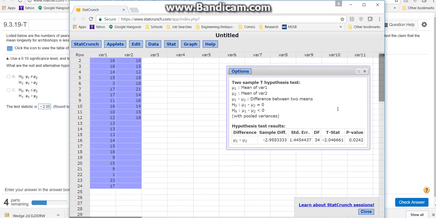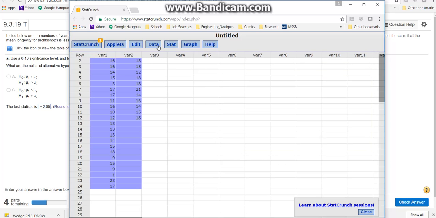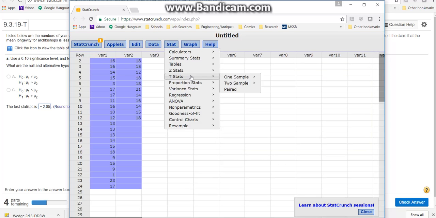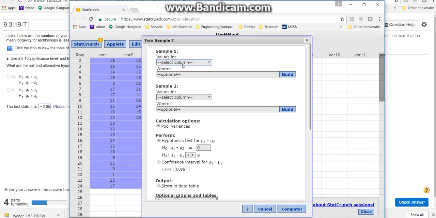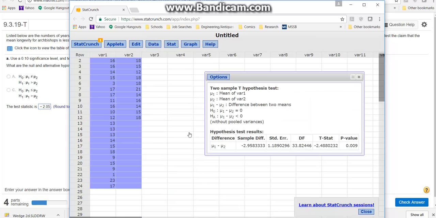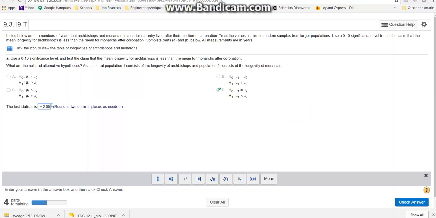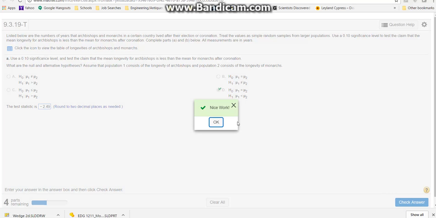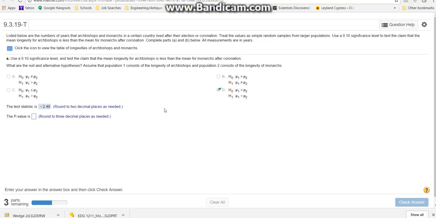So let me try again, but this time I'm going to make it so that I do not pool the variances. So let me turn that off, make this one tail again, and compute: negative 2.49. Let's try 2.49. So there it is right there. So the key here, and I must have missed it, but I don't remember seeing anything in here about pooling the standard deviations, but clearly we will not be doing that in this problem.